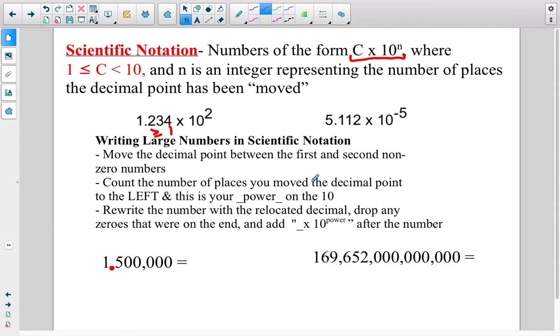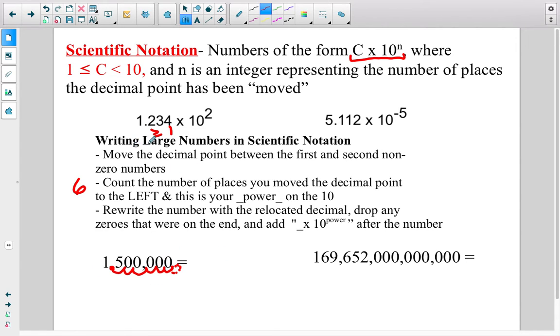I just moved the decimal point to between the first and second number. Count the number of places you move the decimal point. Well, it used to be right here. That's what I just did there, made an invisible decimal point. This is where it used to be. So count the places. I like to make these egg crates. 1, 2, 3. See how that looks like an egg crate? 1, 2, 3, 4, 5, 6. I moved it 6 places. And it was to the left.